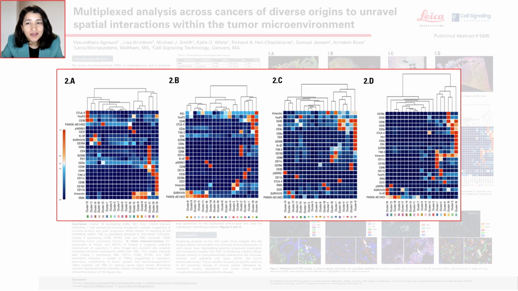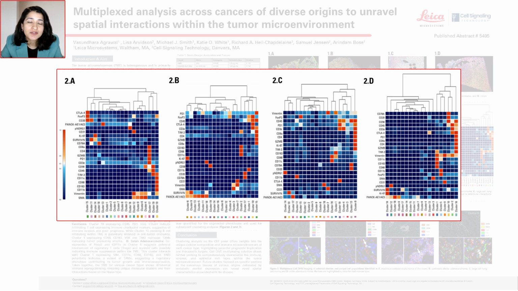expressing CD56, CD45, along with expression of exhaustion marker TIM3. Furthermore, cluster 10, which is right next to cluster 19, indicates a diverse myeloid cell population with potentially immunosuppressive and tumor-promoting effects. Similarly, other unique clusters were identified in other cancer tissues.